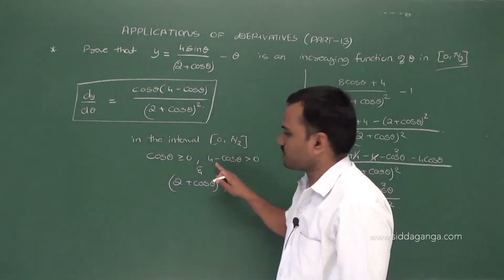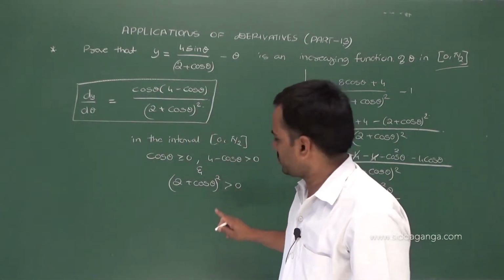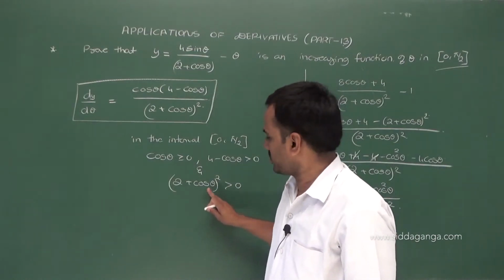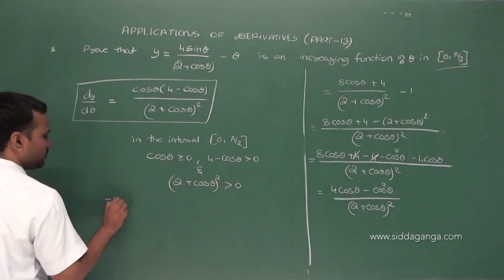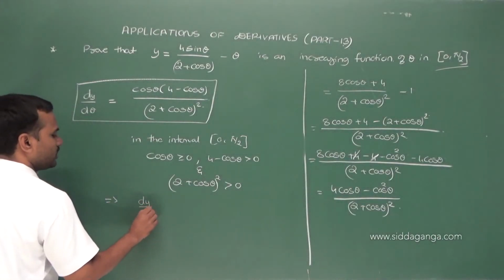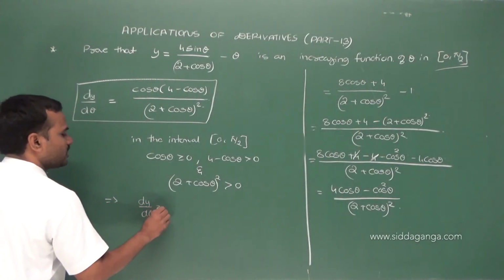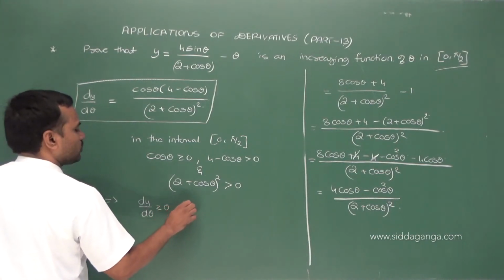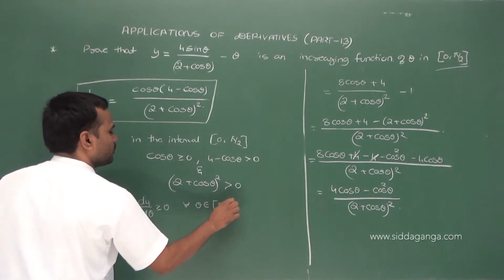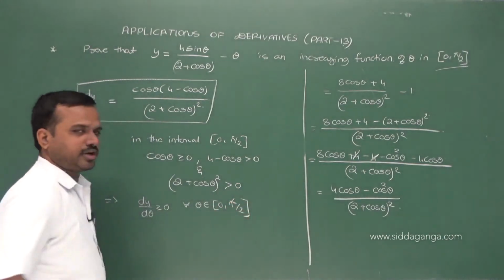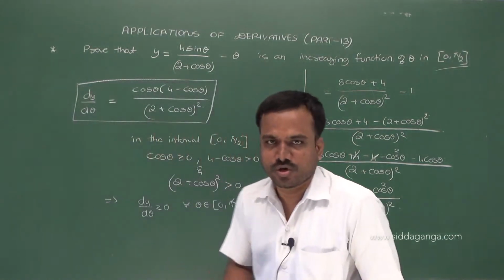All these things, what? 4 minus cos theta is also greater than 0. 2 plus cos theta whole square is also greater than 0. That implies dy by d theta is greater than or equal to 0 for all theta belongs to 0 to pi by 2.